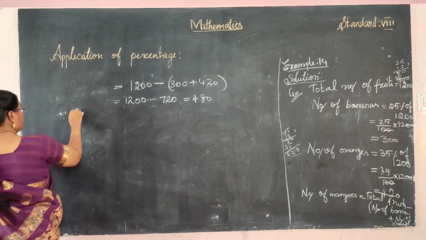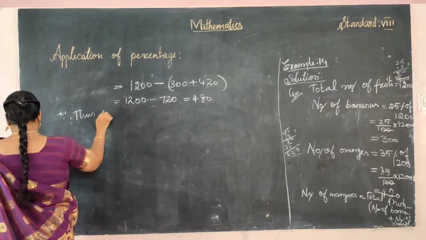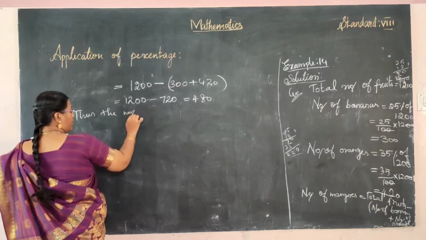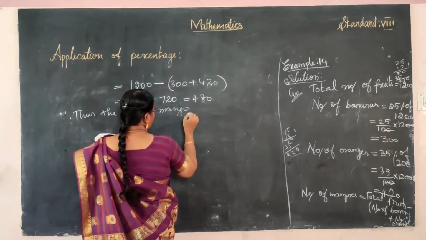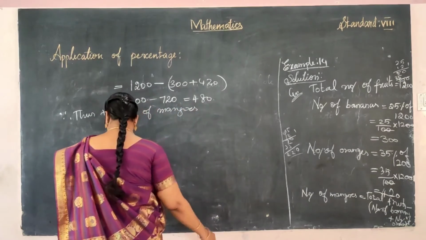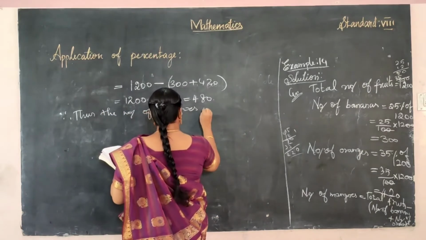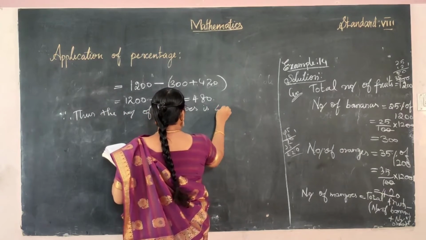Okay, now move to this. So thus the number of mangoes is 480.